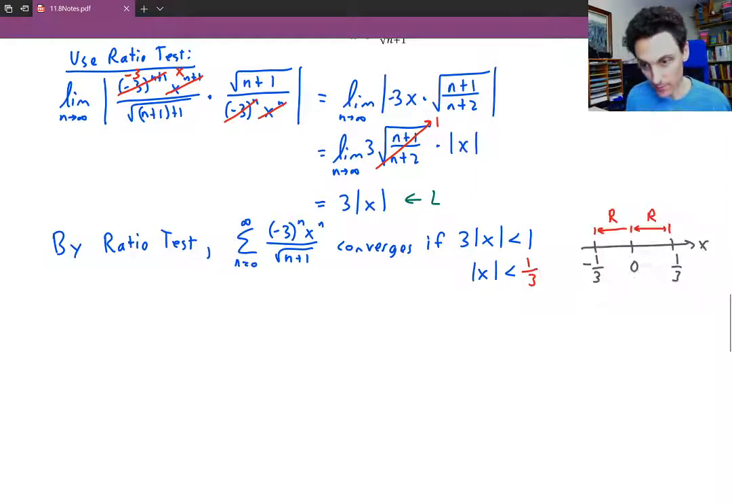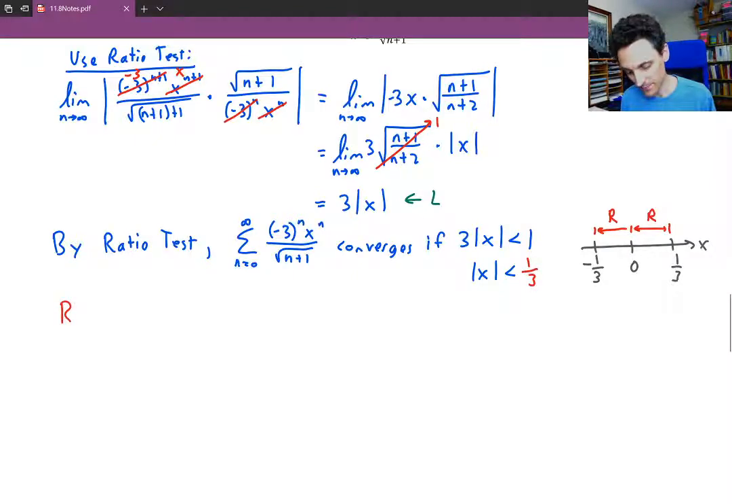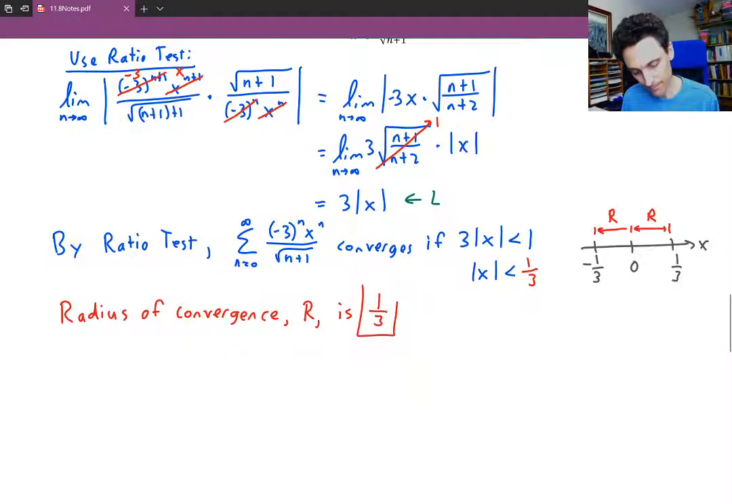That's because of your picture. Because you can have that picture in your head. You don't have to write it down, but you can have that picture in your head. Most of the time for these, we'll just write r equals 1/3, but I'm writing it out here since we're just learning about the radius of convergence.